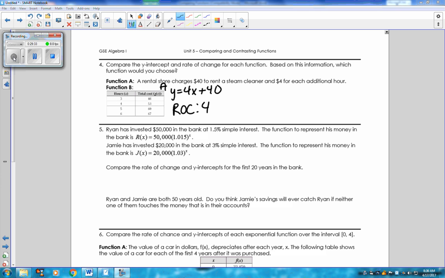So my rate of change for my graph was 7. How did you get 4? For this one, your rate of change is always the number in front of x.